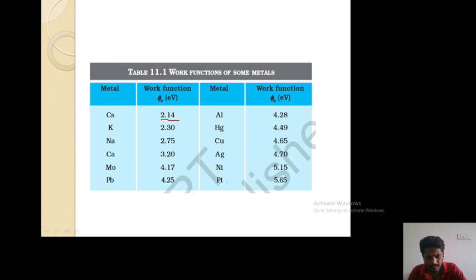But if you want to remove electrons from platinum, you need to apply a larger energy, 5.65 electron volts, and only then can you remove an electron from the metal surface. These are the work functions of different materials, and work function is a property of the metal; for different materials, the work function is different. And this is about the introduction class.